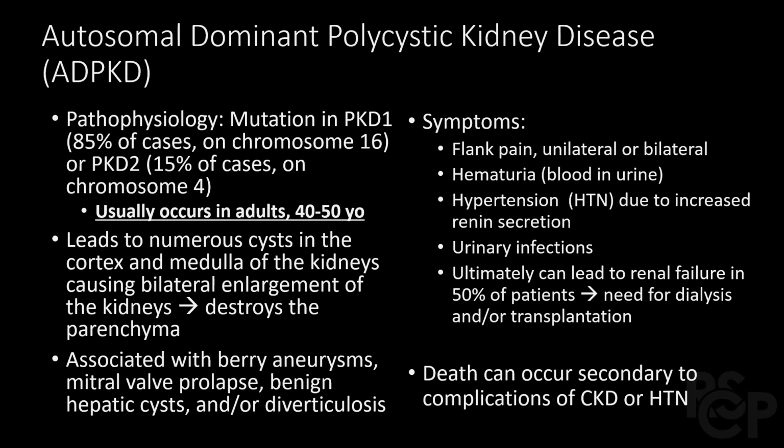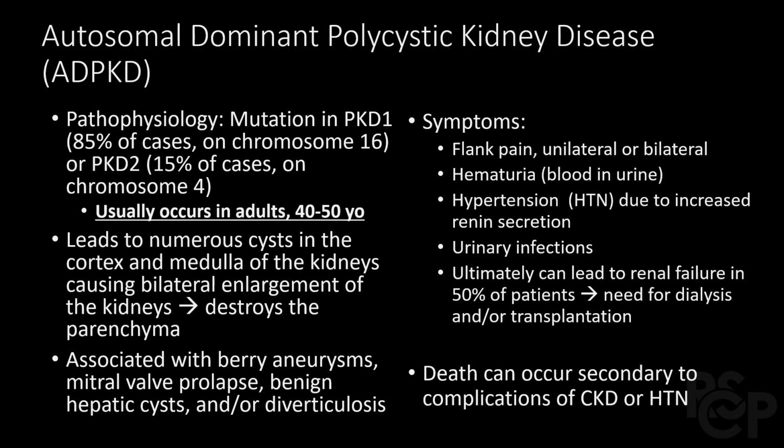Autosomal dominant polycystic kidney disease is another inherited renal disease. In 85% of cases, there's a mutation in PKD1 on chromosome 16, or a mutation in PKD2 in 15% of cases that occurs on chromosome 4. This usually occurs in adults, usually between the ages of 40 to 50, and leads to numerous cysts, both in the cortex and medulla of the kidneys, that cause the kidneys to appear much larger than they are, and it leads to destruction of the parenchyma of the kidneys because of how many cysts are taking up space and how enlarged that kidney has become.